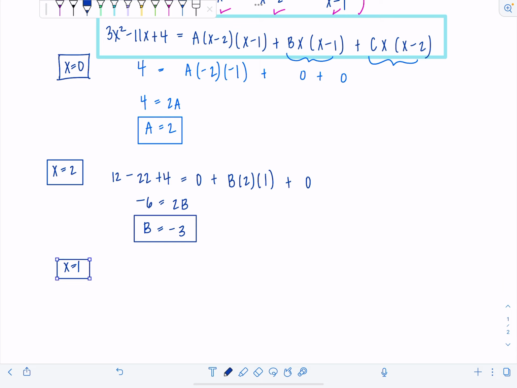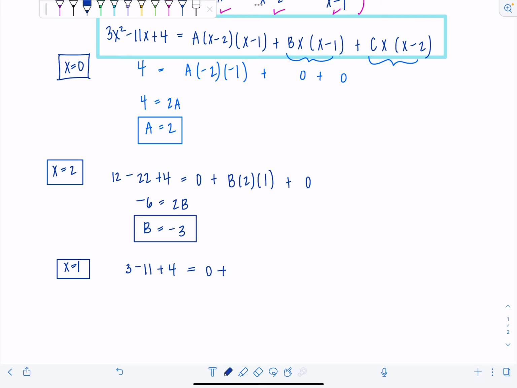And then now substitute that back into the blue equation that I boxed after we cleared the denominators. So if x is 1, we'll have 3 times 1 squared, so that's 3, minus 11 times 1, that's 11, plus 4, equals, now remember x is 1, so this factor is going to be 0, wiping out this whole term. Bye-bye.